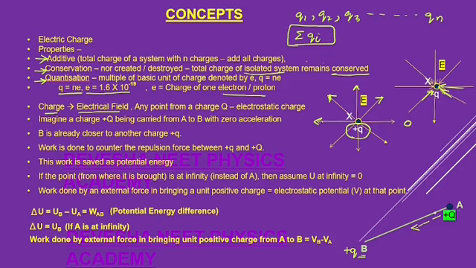So this particular work, whatever we've done in bringing this charge plus q from infinity to this point, will be saved as the potential energy. If the point from where it is brought is infinity instead of A, then assume that at infinity the potential energy is equal to 0.